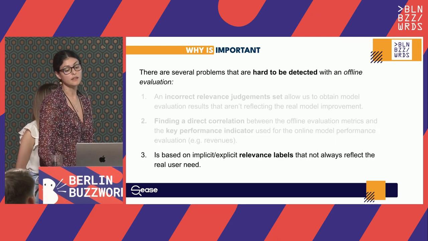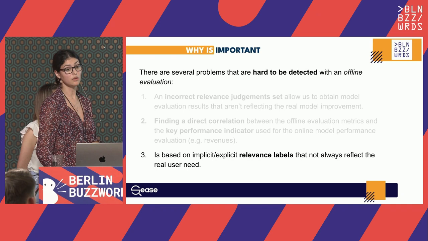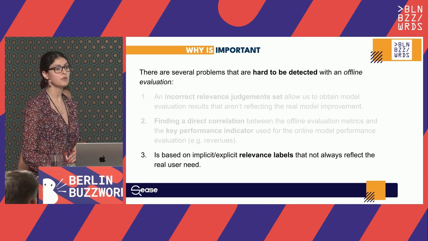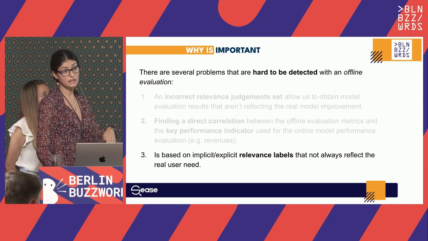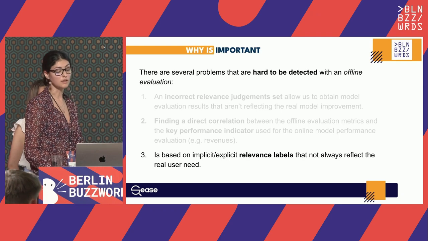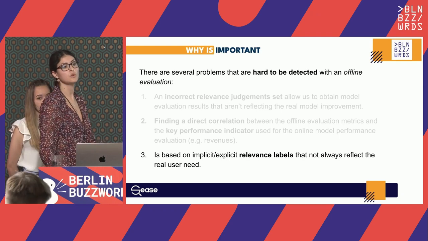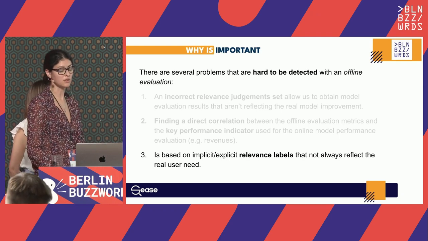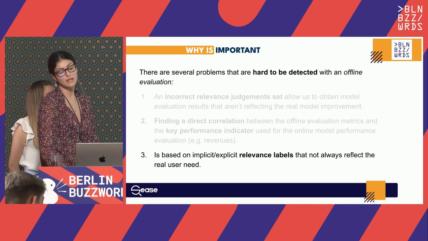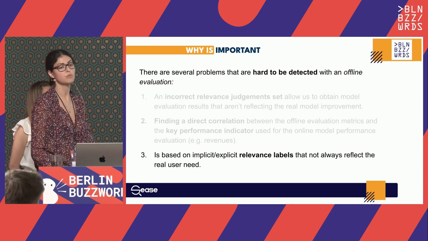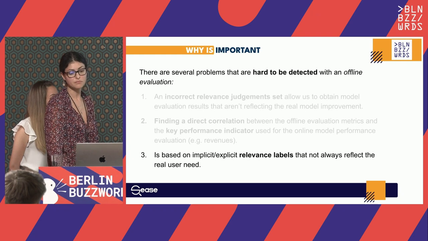And finally, the relevance labels in the offline testing are generated explicitly, so using a group of experts, or implicitly, so using user interactions that you collect, but they do not always reflect the real user need.